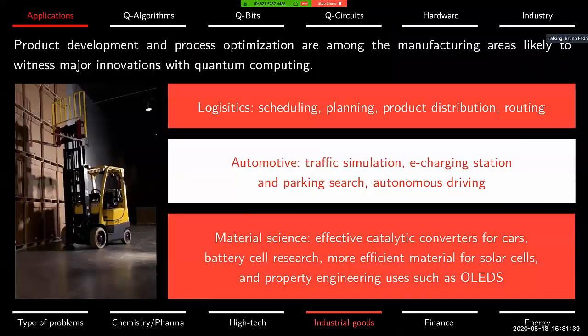Well, so: chemistry, high-tech, cybersecurity, and industrial goods. As I mentioned before, quantum computing can be really helpful to solve optimization problems that you will find, for instance, in logistics, like scheduling, planning, product distribution, routing, and everything. So this is the first use case. You can also improve material science, like designing a more efficient battery. What else? You can also improve traffic simulation, which is a really heavy mathematical problem to solve. So this is the kind of thing that you can do in industrial goods.